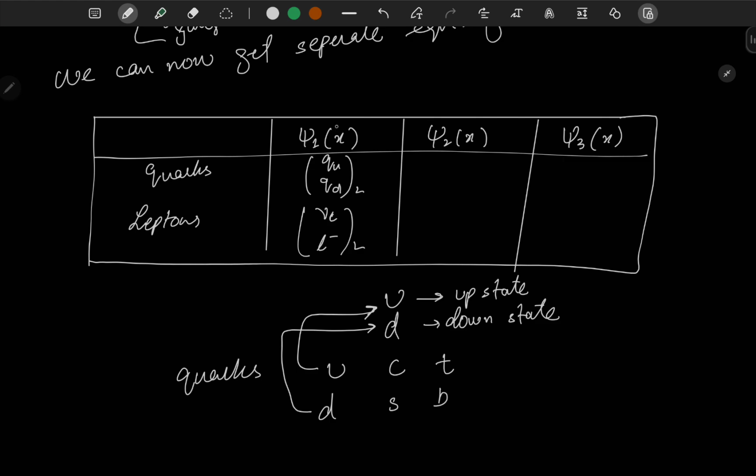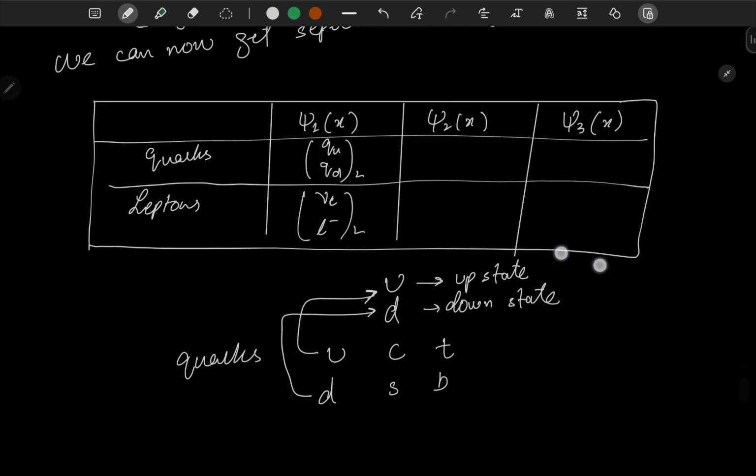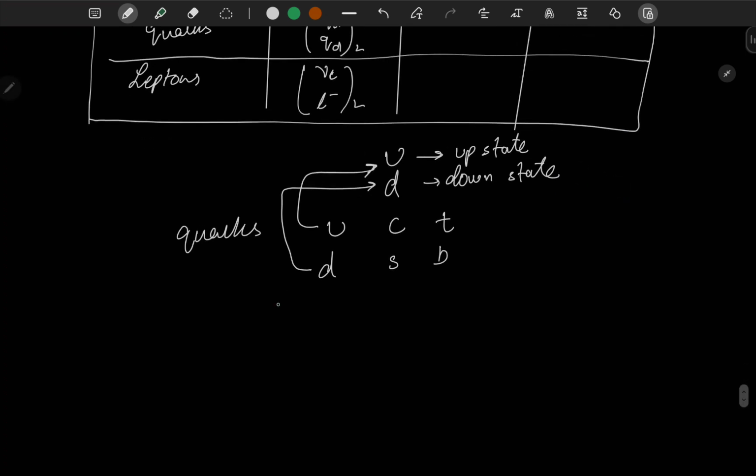So the first field, which is psi1, is basically doublets, doublets for quarks and doublets for leptons, and U and D represent the up and down type of states. In the case of leptons, we have three types of neutrinos: electron neutrino, muon neutrino, and tau neutrino. And the down type are electron, muon, and tau.